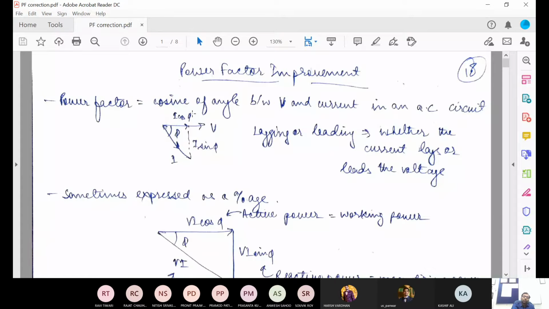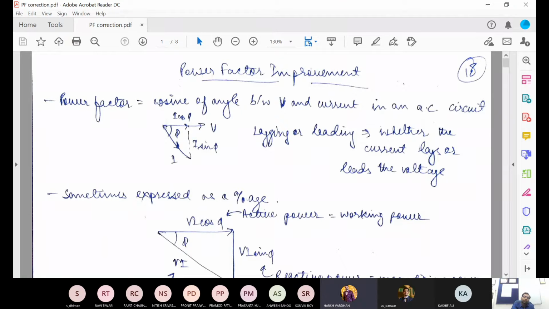So if both the voltage and current are in the same line along the same direction, then phi is 0 and cos phi is 1, and that is what we call the unity power factor. For all other cases, whenever there is a non-zero value of phi, the phase difference between voltage and current, then this cosine of phi will be some value between 0 and 1. The worst case will be when voltage and current are perpendicular.